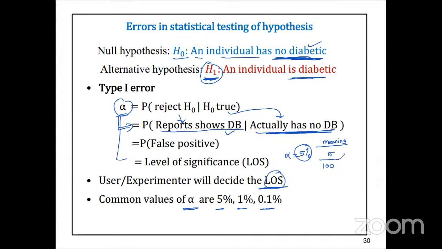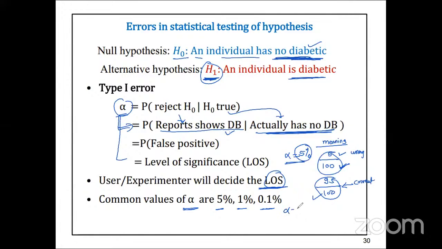That out of 100, if I perform such a test 100 times, then I can be wrong 5 times. This is the wrong probability, that out of 100, 5 times I can be wrong, but 95 times out of 100 I'll be correct. So you can say that this is the wrong probability, but at the same time you are specifying that my decision will be correct 95% of the time. This is when I'm talking about alpha equal to 5%.